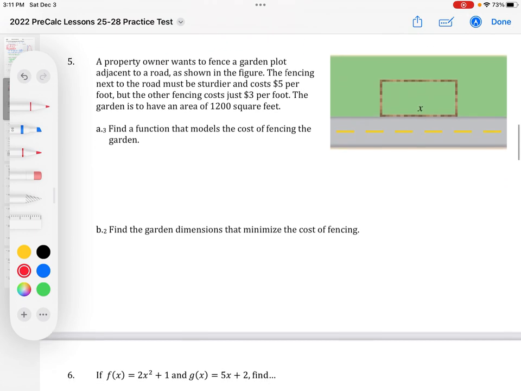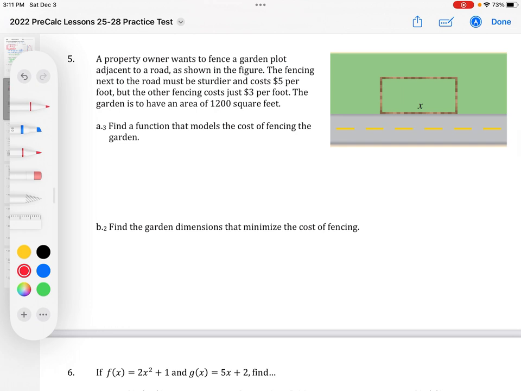All right, this next problem is kind of similar. So you have a property owner who wants to fence a garden plot adjacent to a road as shown in the figure. The fencing next to the road must be sturdier and costs $5 per foot, and the other fencing costs just $3 per foot. The garden is to have an area of 1,200 square feet.